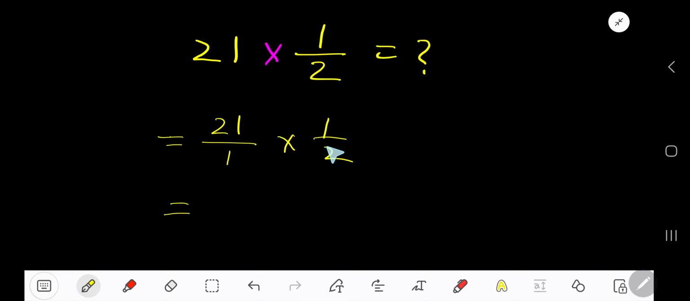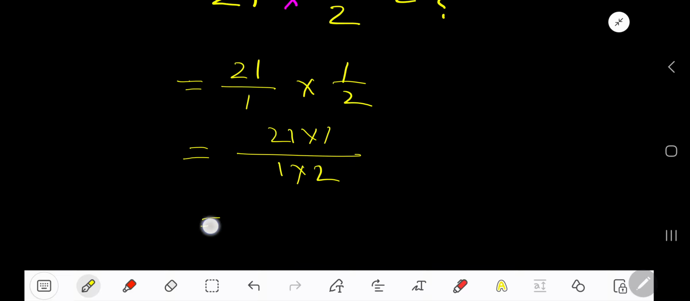So to multiply this fraction with this fraction, just multiply the top numbers together and you get a new numerator, and multiply the bottom numbers together and you get a new denominator. So 21 times 1 means 21, 1 times 2 means 2. Now divide this 21 by 2.